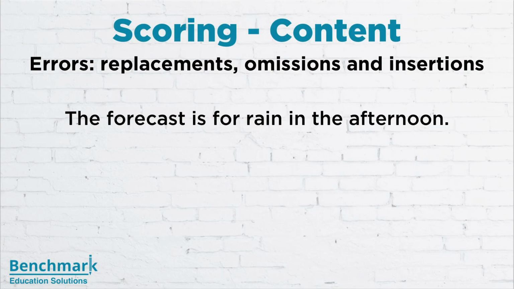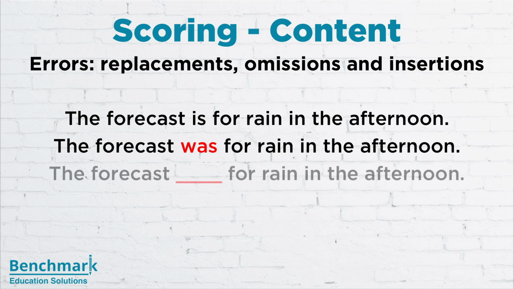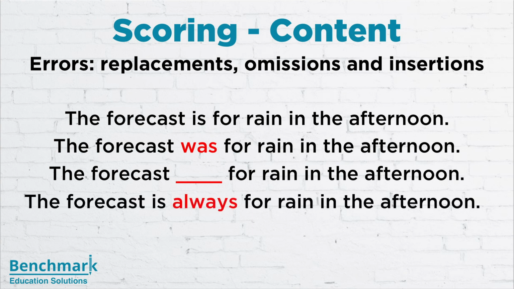Let's talk more about these errors. Here's the sentence we heard in the example. If you replace the word is with was, that would be considered an incorrect replacement. If you completely left out the word is and just skipped it, that would count as an omission error. And last, if you inserted an extra word like always after is, that would count as an incorrect insertion.